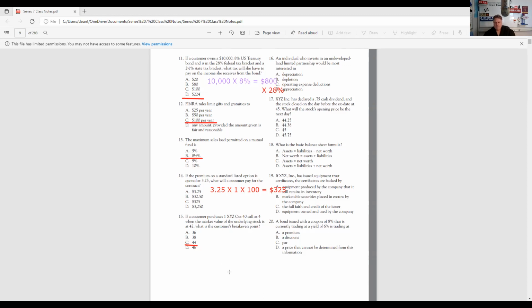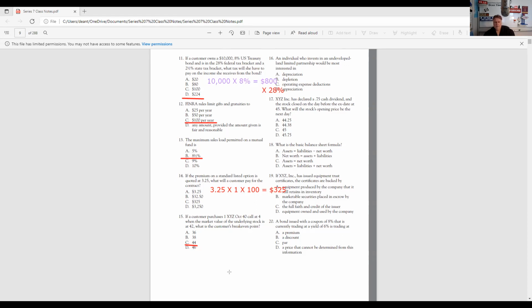We have the break even. This is a choice to buy the stock at 40. I buy the stock at 40. I paid 4 points. I'm out 44. I have unlimited gain potential. I'm bullish. My max loss is $400. My max gain is unlimited. Breakeven is 44, and I'm a bull.